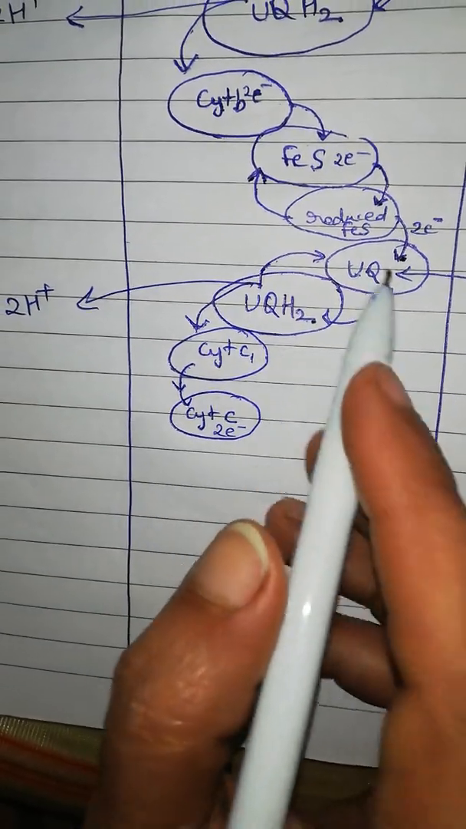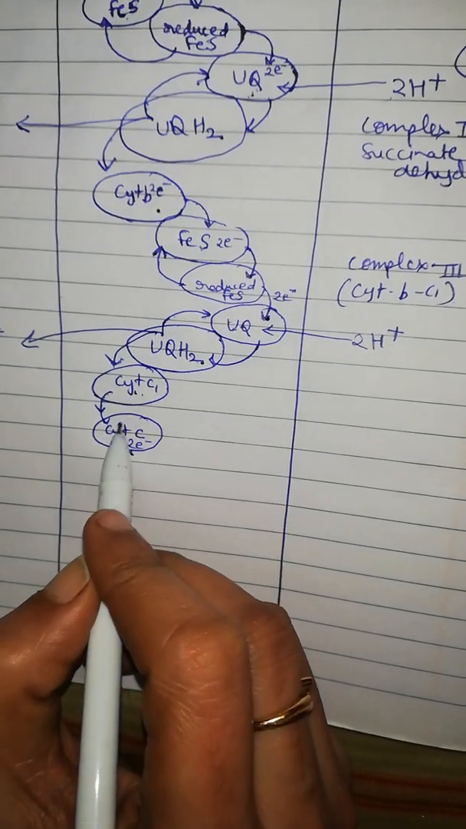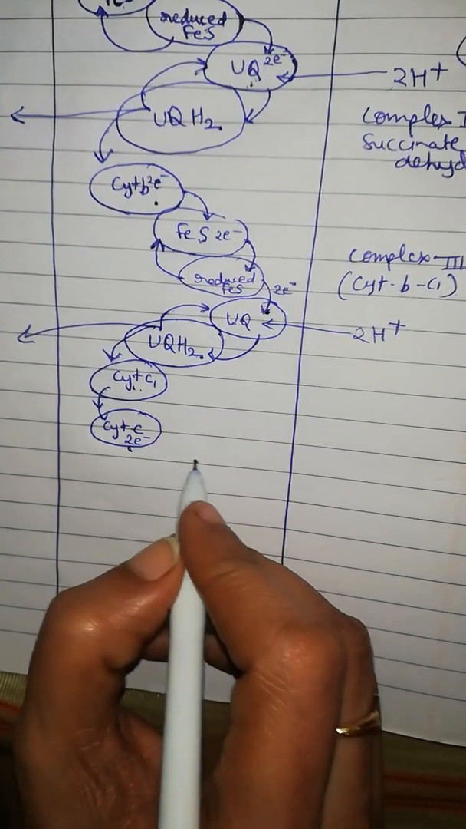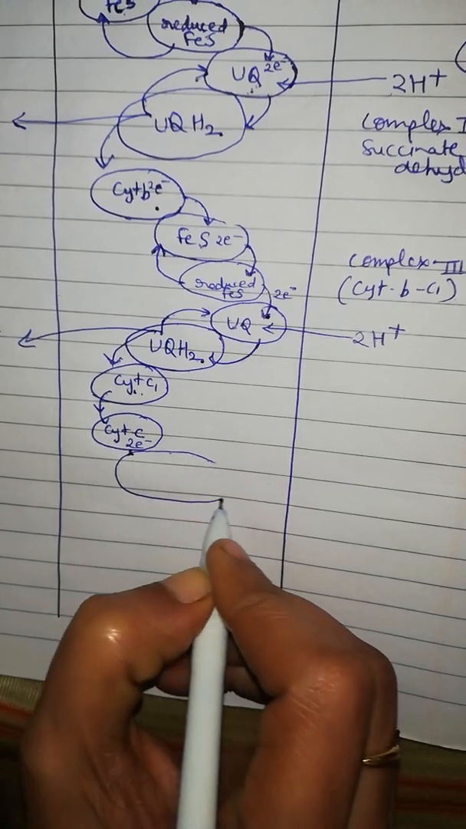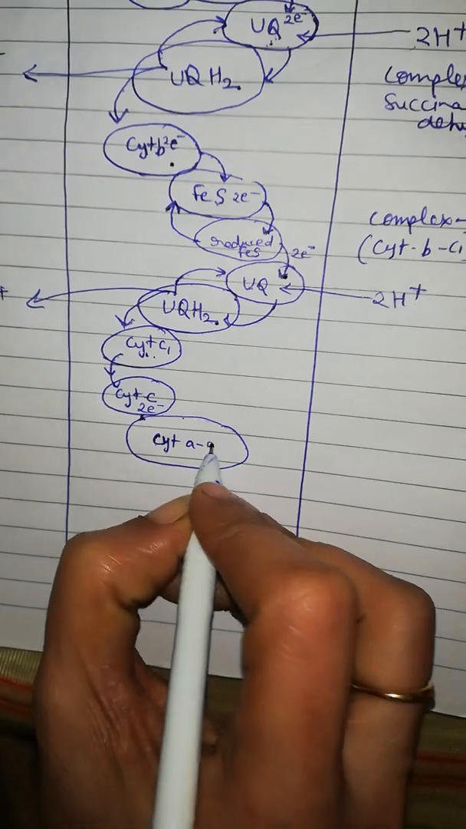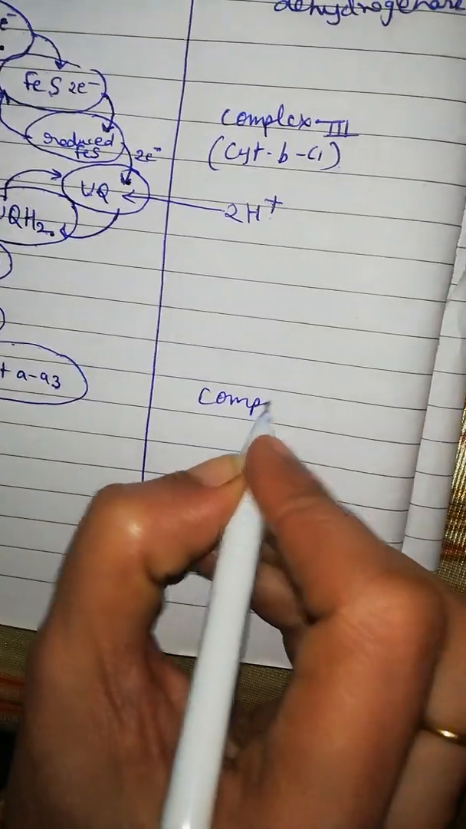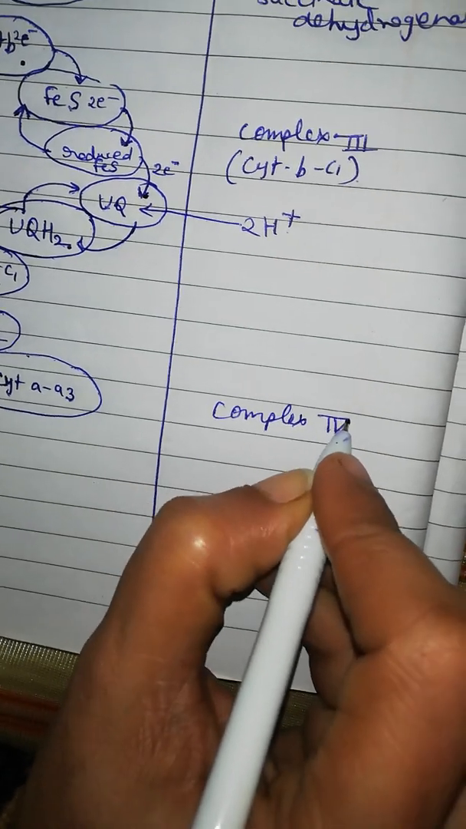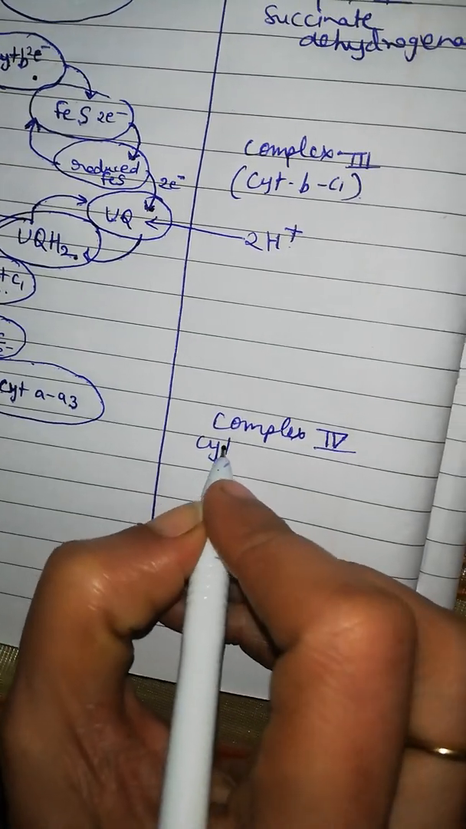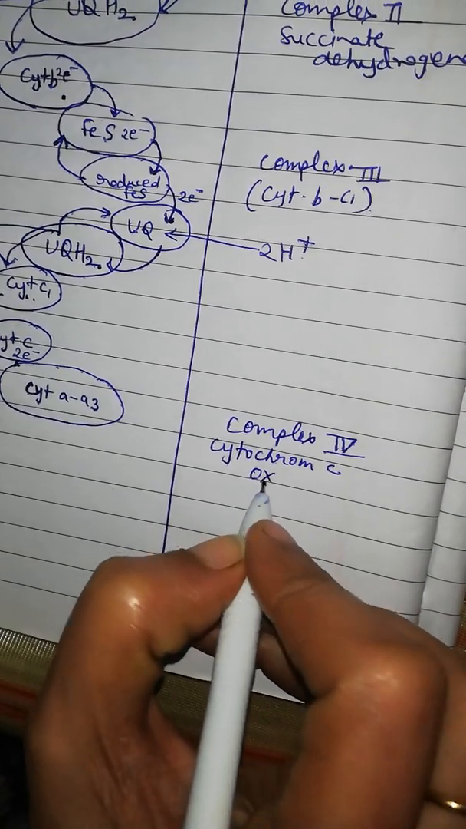Then this is our complex 3, cytochrome BC1 complex, and then through cytochrome C electrons are transported to complex 4, which is the cytochrome AA3 complex. The cytochrome AA3 complex is complex 4. This complex 4 is also known as cytochrome C oxidase.